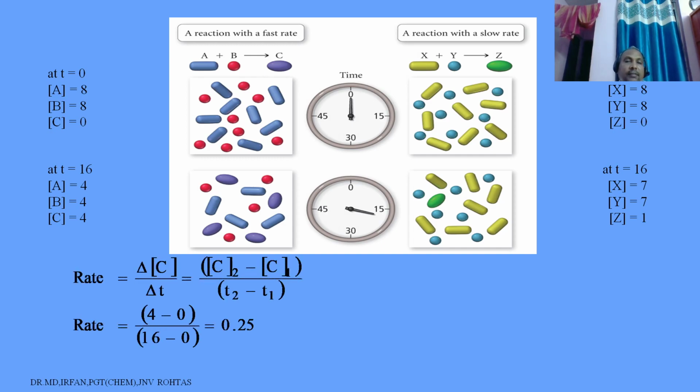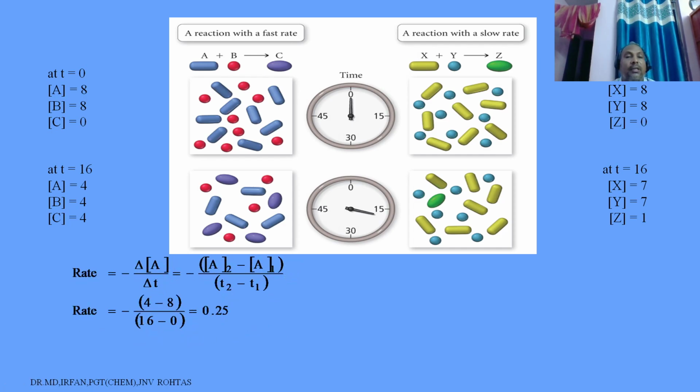If rate is calculated with respect to C, that is the product of the fast reaction, then we can write rate is equal to del C upon del T, which means change in concentration of the product. What is the change in concentration? Final concentration minus initial concentration. Since the final concentration of C is 4 and initial concentration is 0, that means 4 minus 0, and time interval 16 minus 0. That means it will be equal to 0.25.